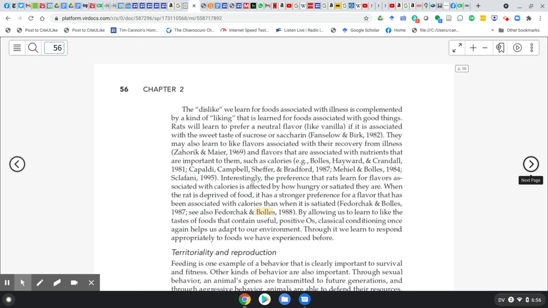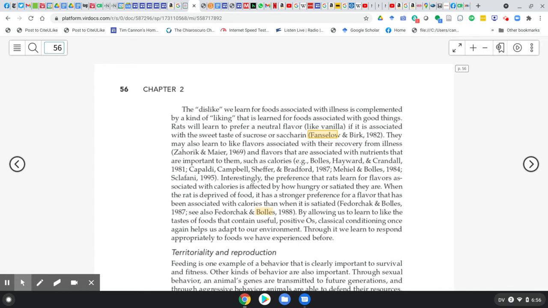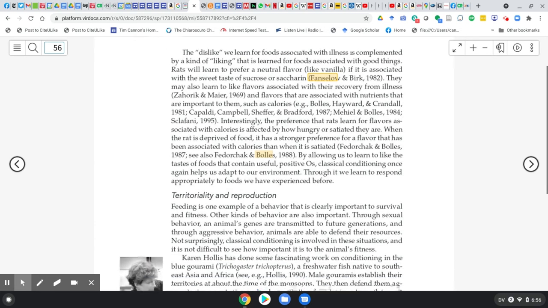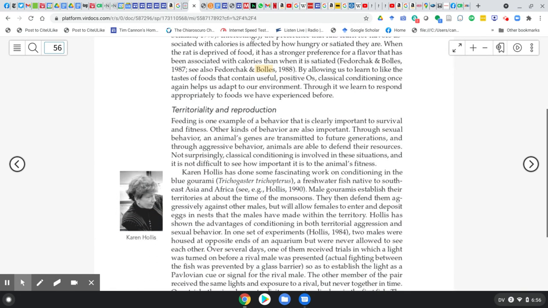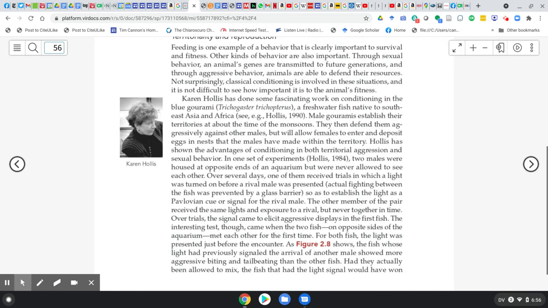Oh, and there's a name I didn't mark. Fanslow. So we're going to see a lot of Fanslow, and Bowles was Fanslow's advisor in grad school, and Fanslow was my student's advisor in grad school. So there's an educational pedigree there that is pretty cool. Fanslow was coming to UCLA just as I was leaving.